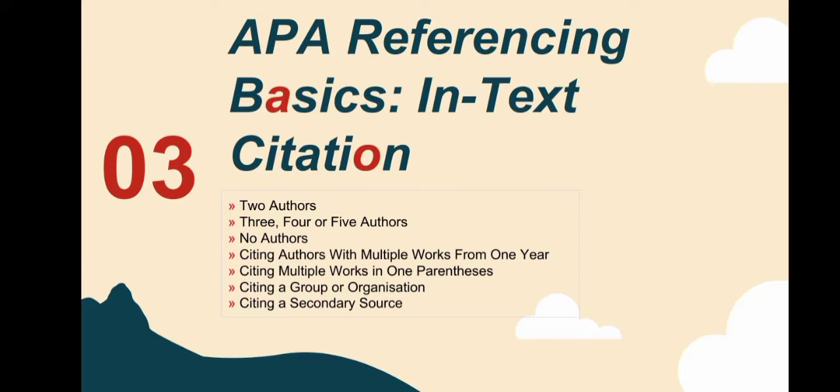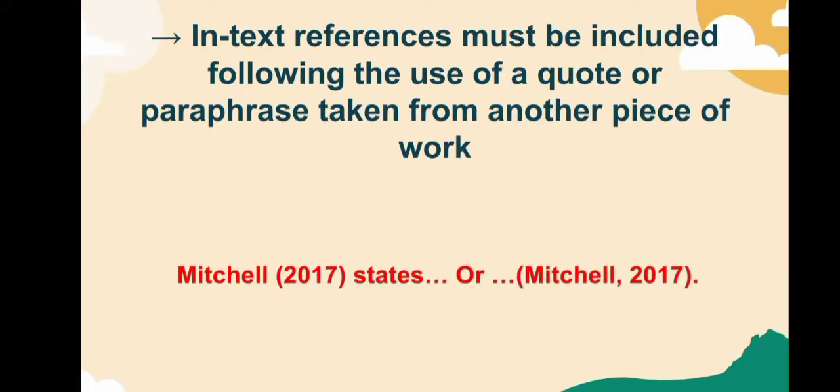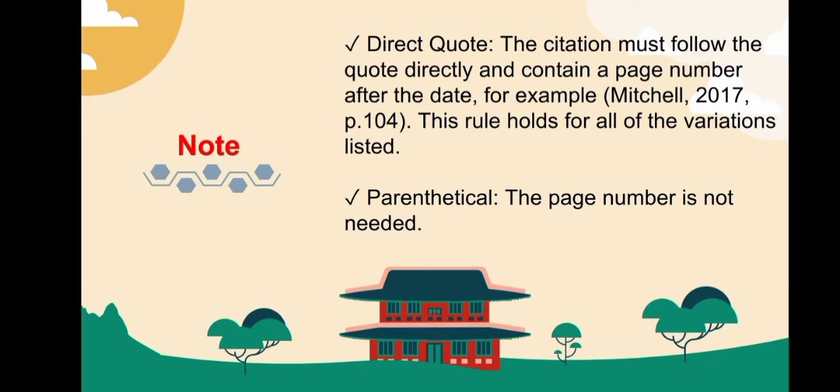So, APA referencing basics: in-text citation. An in-text reference must be included following the use of a quote or paraphrase taken from another piece of work. For example, Mitchell (2017) states, or in brackets, (Mitchell, 2017). Note: for direct quotes, the citation must follow the quote directly and contain a page number after the date. For example, (Mitchell, 2017, p. 104).